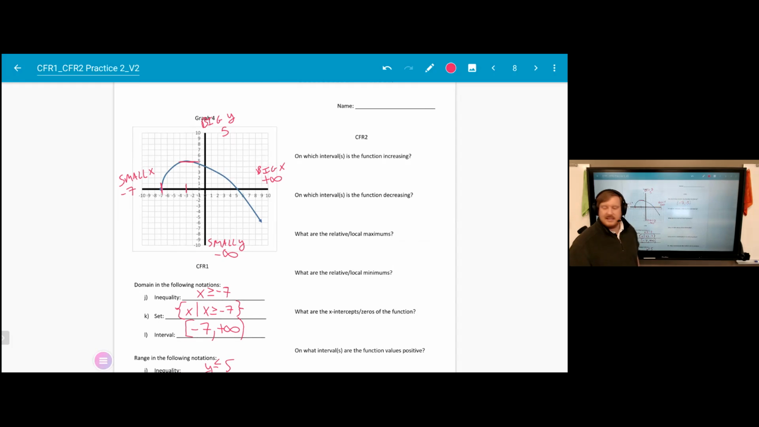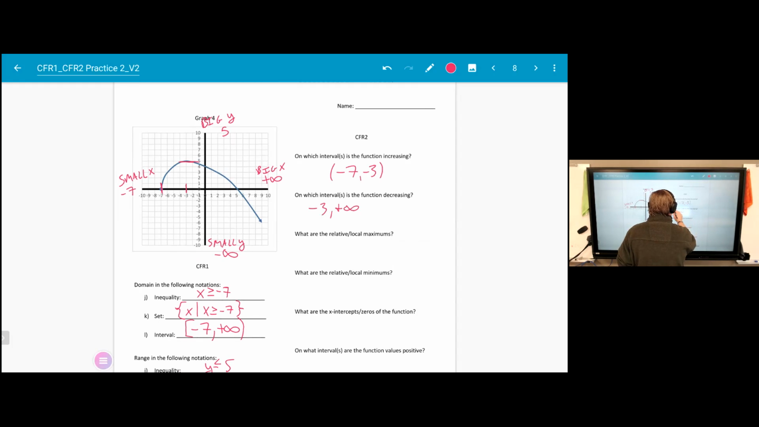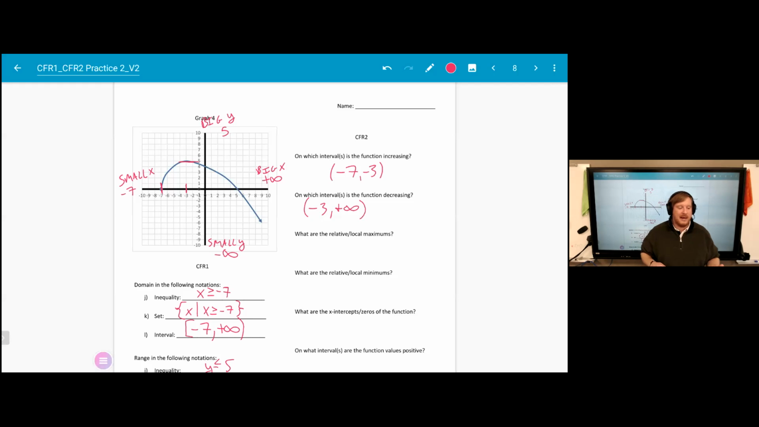And it's decreasing from -3 on. From -3 to positive infinity, this thing is decreasing. Again, we're talking about the x values. Where are the relative and local maximums? Those are the hills. All right, so now when we're looking at the hills, we've got the relative local maximums.